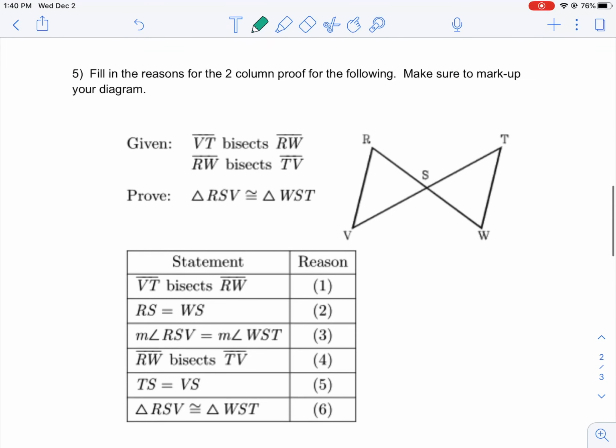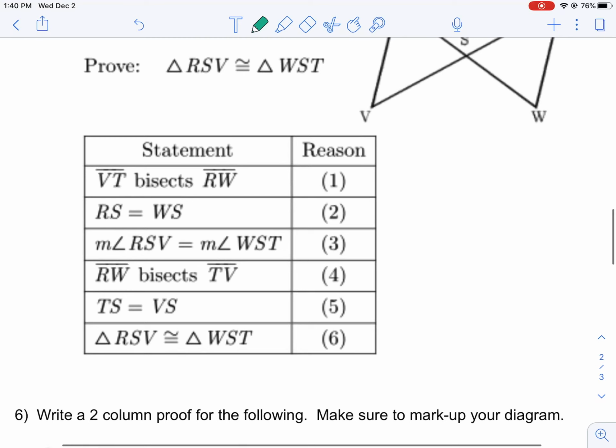All right, and then let's look at our proofs. So I'm going to take a little bit of longer explanation for this one. So if we look here, I'm going to go through, and let me just number these.